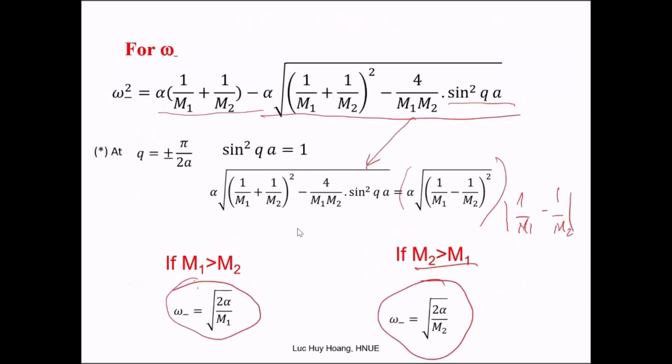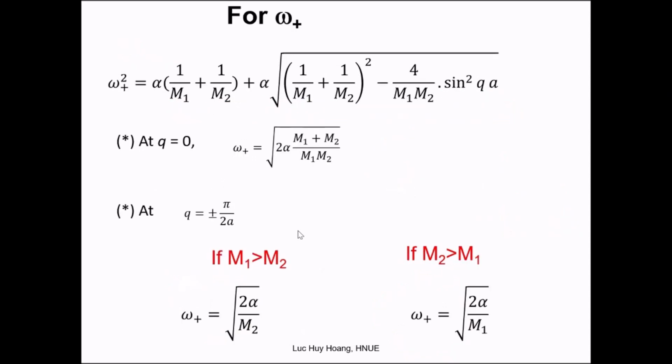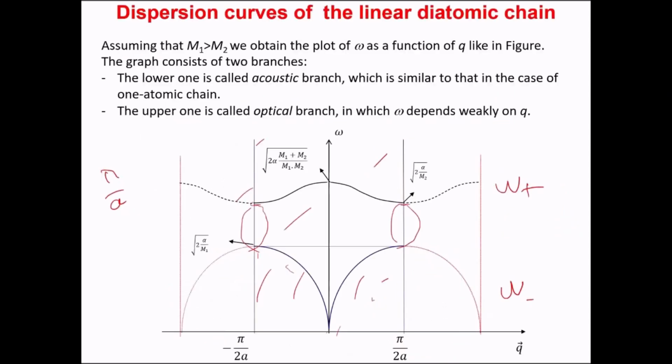Và chúng ta phân tích các điểm đặc biệt và thấy rằng hai phương trình này đều cho kết quả là omega phụ thuộc vào Q. Chúng ta nhớ rằng nó sẽ tuần hoàn với chu kỳ là pi trên a, bởi vì hằng số mạng bây giờ là 2a, đúng không? Tuần hoàn với chu kỳ pi trên a.